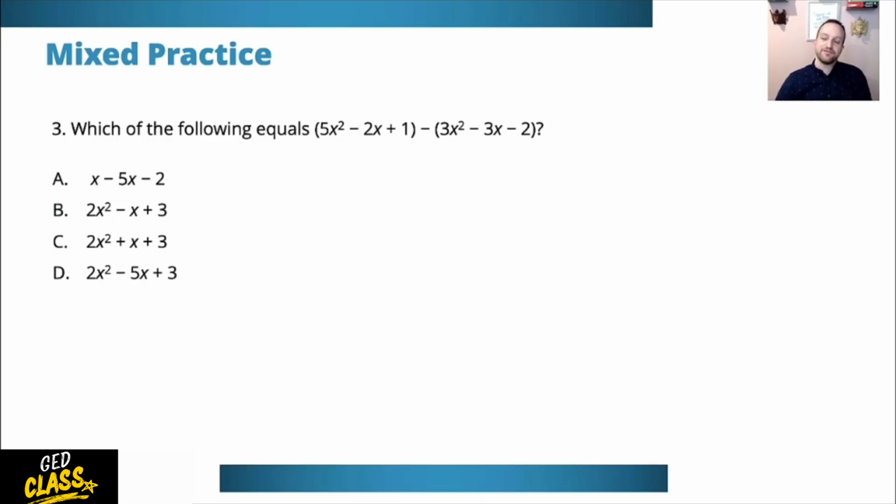Next up, for problem 3, and the last one we're going to try before moving on to our next topic of multiplying binomials, freeze, take your time, watch out for positive and negative signs, and then we'll review together.